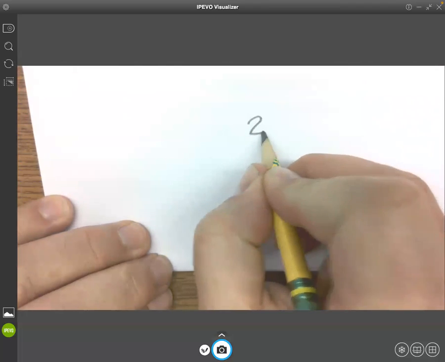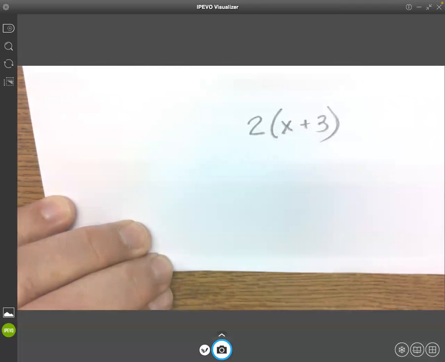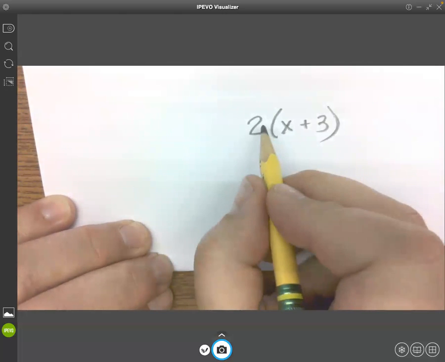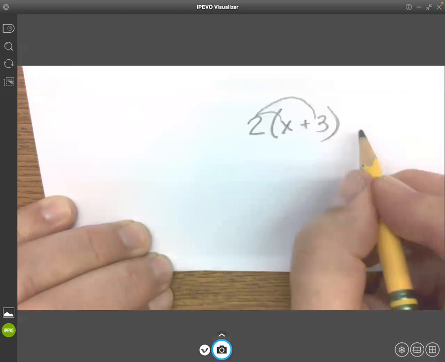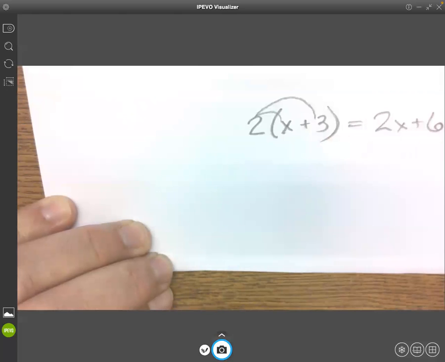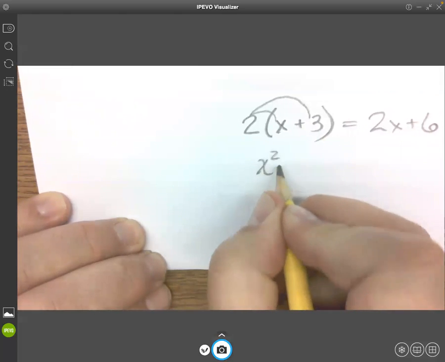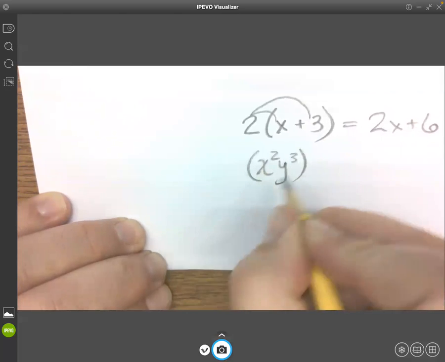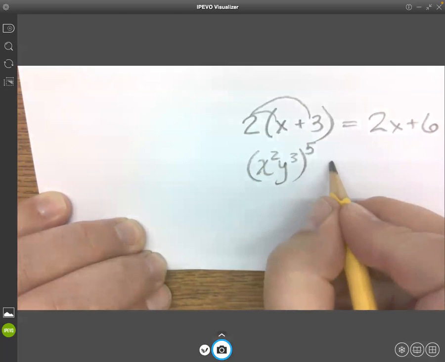You know that if I have, for instance, 2 outside of a parentheses containing x plus 3, that I can distribute this, right? And I can say 2 times x and 2 times 3. And I would expand this to be 2x plus 6. Agreed? And if I were to have something like x squared y to the third, and I raise that whole thing to the 5th power, what does that simplify to?